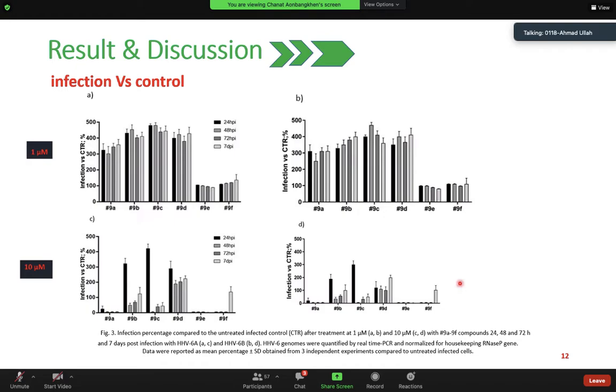Yeah, I understood from this slide. Thank you. I have one more question. In slide number 10, you mentioned, can you go back to slide number 10?